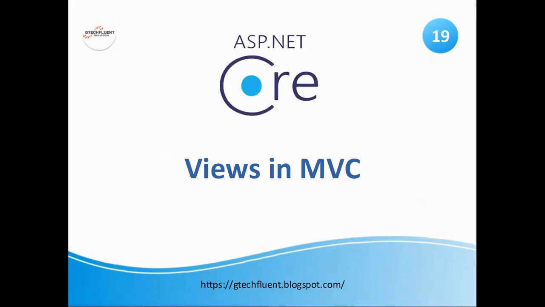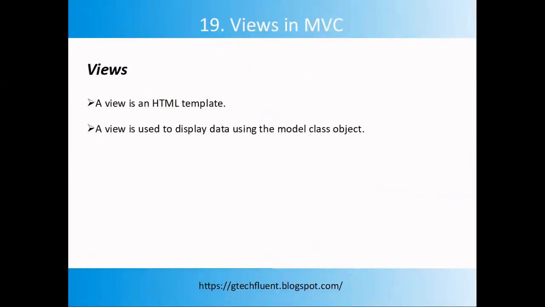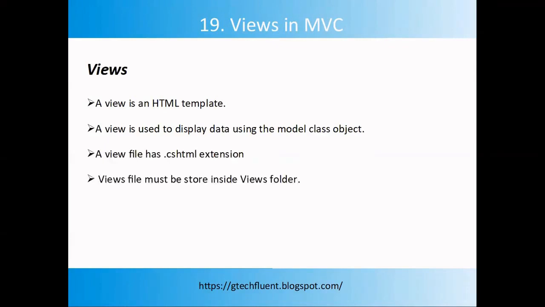So let's start, and first we see what is meant by view. A view is an HTML template with Razor markup which is used to represent the data. A view is used to display data using the model class object. A view file has the extension .cshtml as we are using the programming language C#. In MVC, view files are located in the Views folder. So let's switch to Visual Studio and see the view with an example.